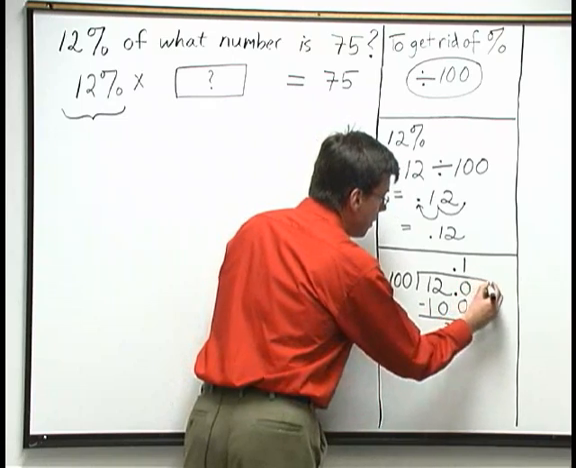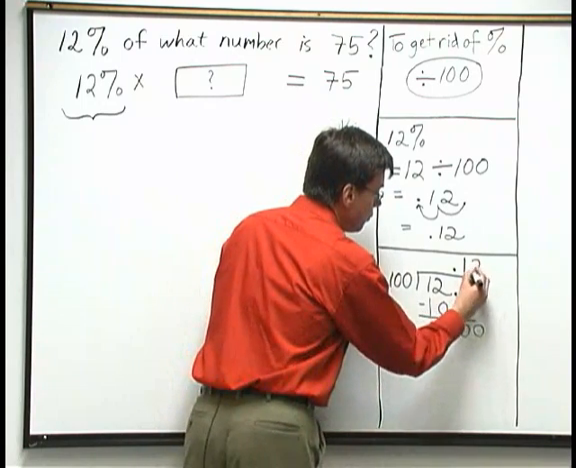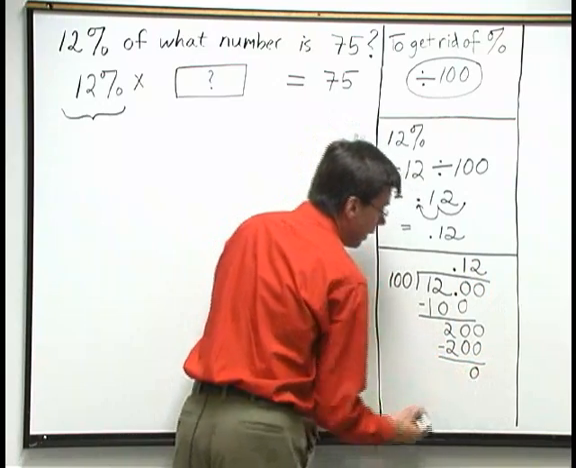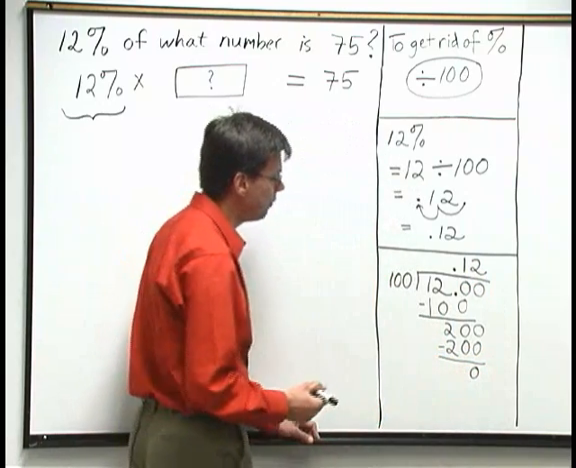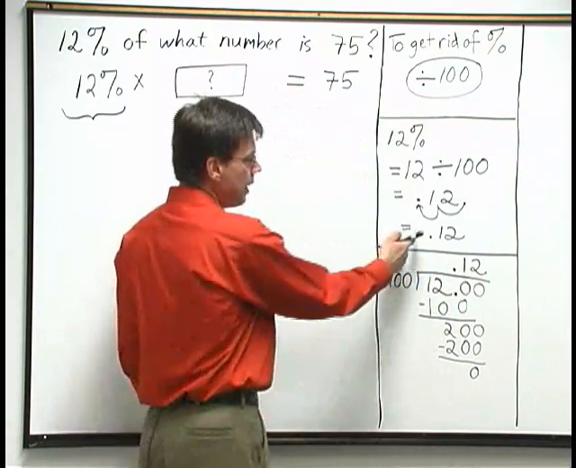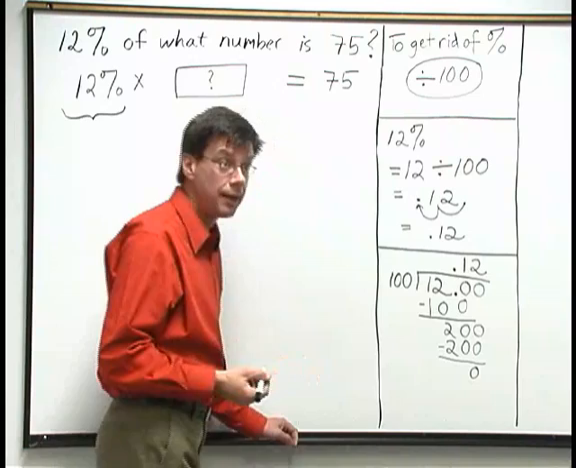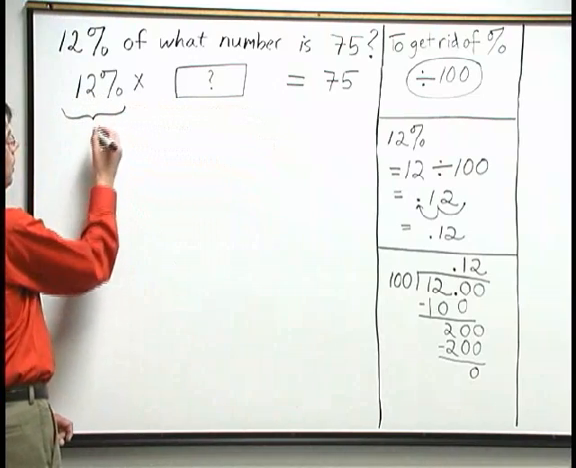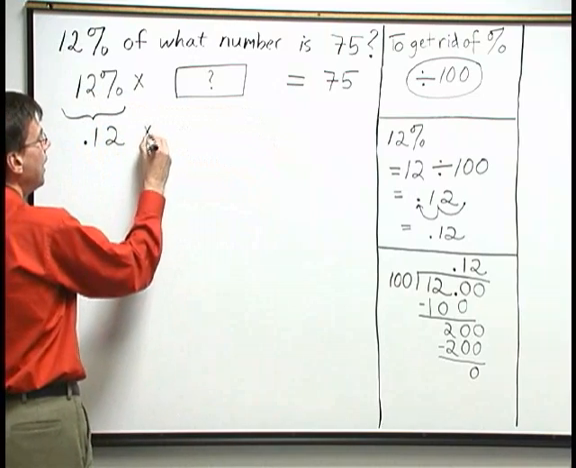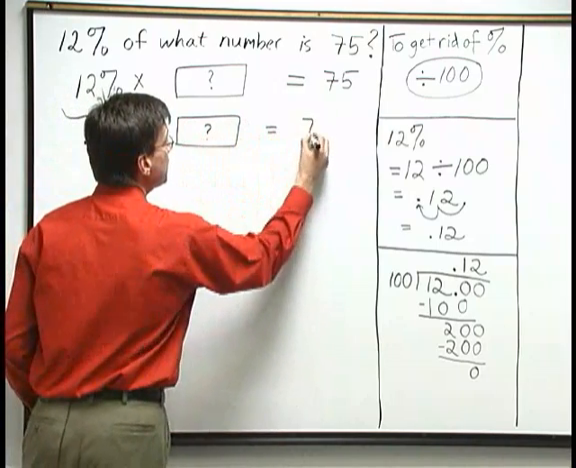I can now add another 0 on the end and bring it down. 100 goes into 200 2 times. 2 times 100 is 200. Subtract, I get 0 remainder. So I'm done with the division. And my answer to the division is 0.12. That's the same as the 0.12 we got here by moving the decimal point. Now let's go back and actually do the problem. 12% we now see we can write as 0.12 times box, the number we're trying to find, equals 75.